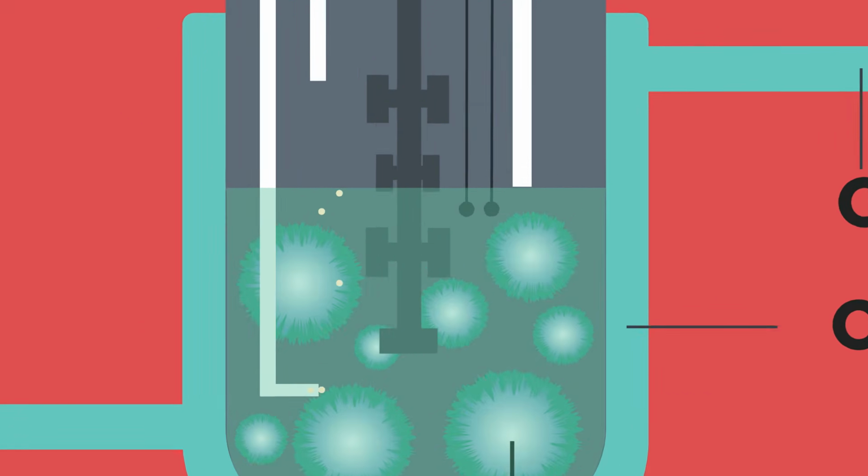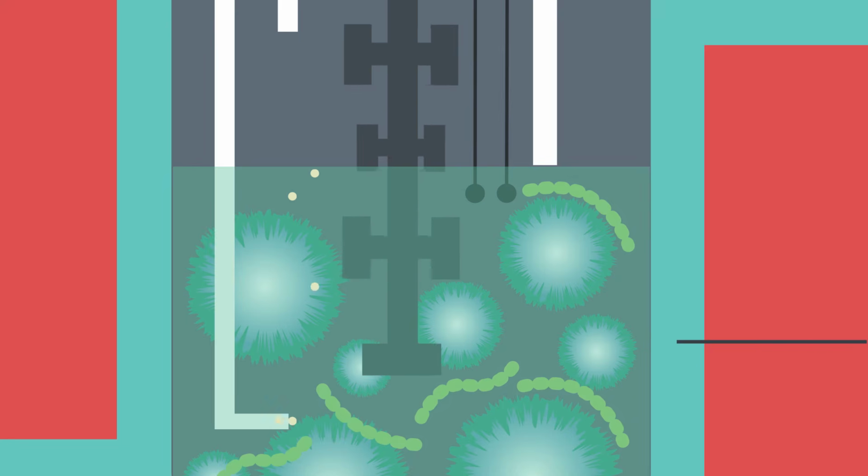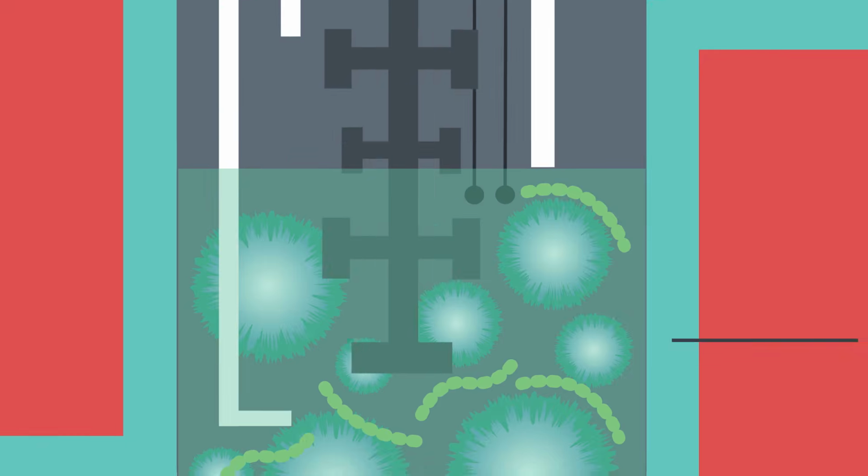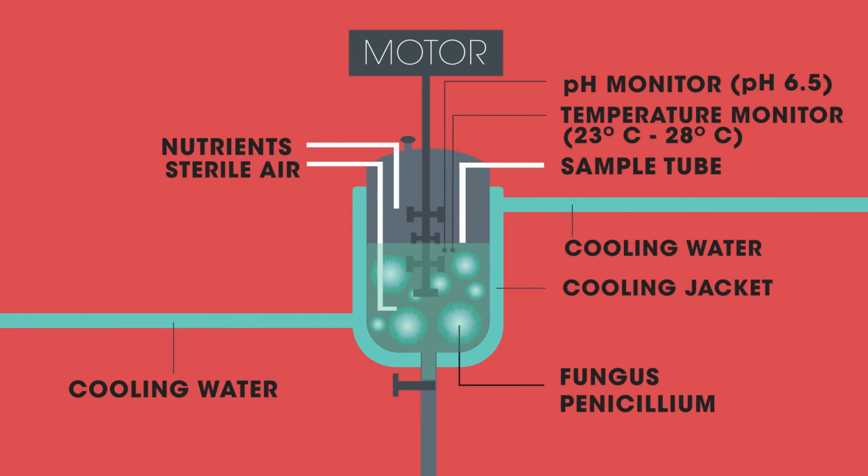The air has to be sterile to prevent other microorganisms entering the fermenter and contaminating the fungus. Unwanted microorganisms would then be grown and the penicillin spoiled. The motor turns the stirrer to thoroughly mix the contents of the fermenter. The pressure relief valve is needed to remove excess gas and prevent explosions. For example, carbon dioxide is produced when fungi respire.